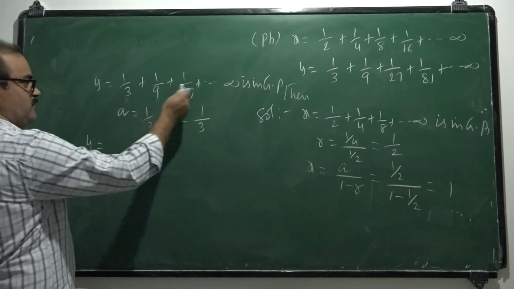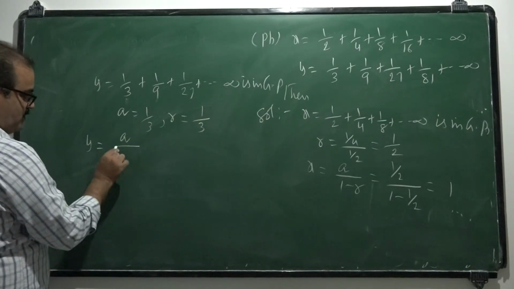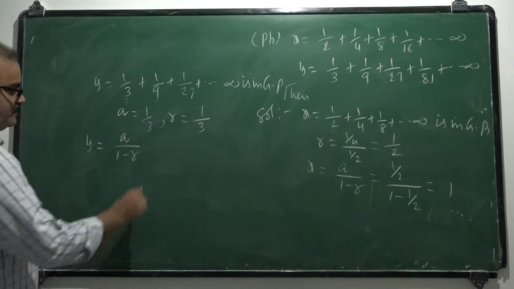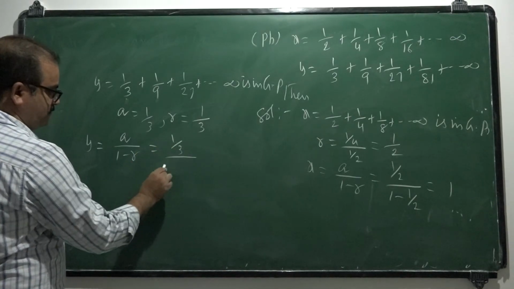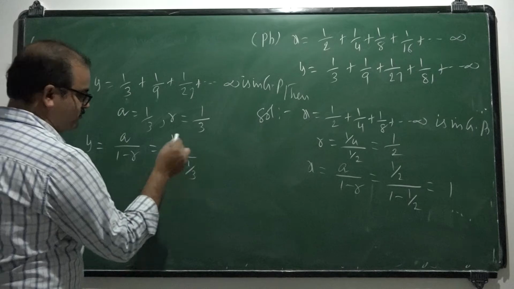Y value, sum of infinite terms. What is the formula? A by 1 minus r. A is 1 by 3, by 1 minus r. R is also 1 by 3.